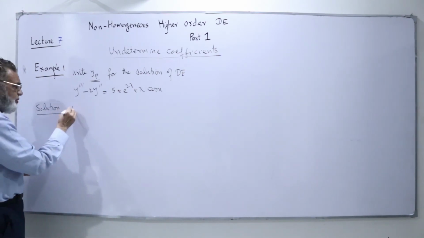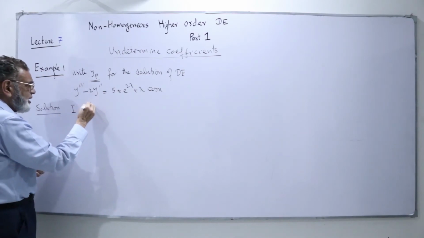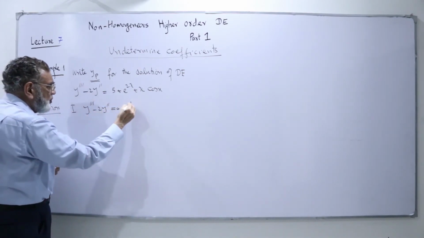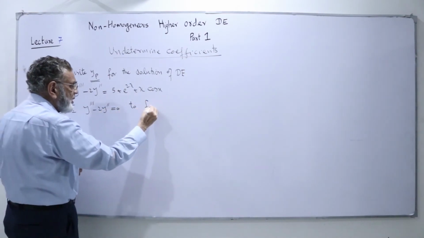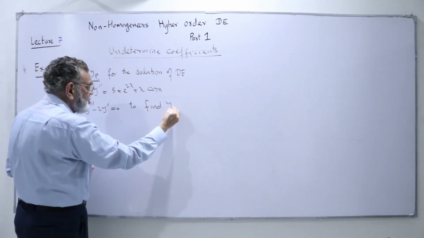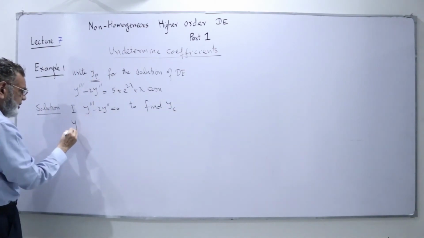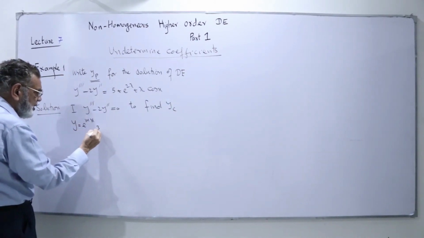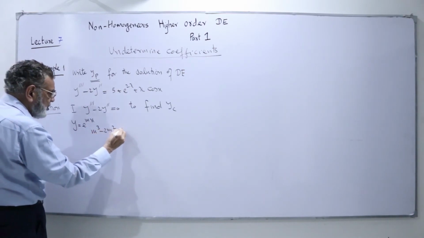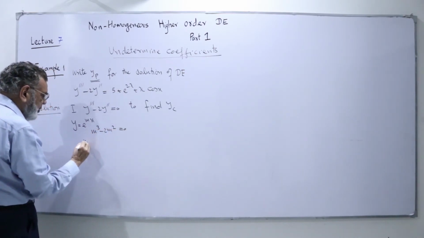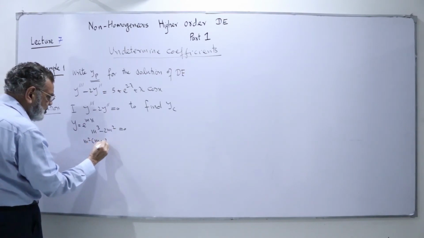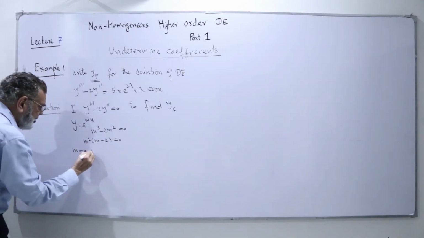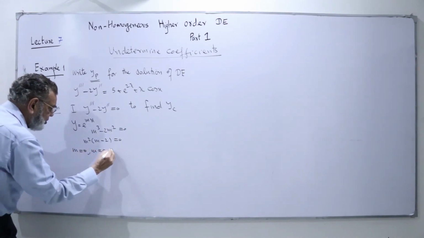Then in part 1, we take the differential equation y triple dash minus 2y double dash is equal to 0 to find yc, the homogeneous part of the solution. So we put y equal to e to power mx, and we get the characteristic equation m cube minus 2m square equal to 0. We take m square common, we get m minus 2 equal to 0. Our roots are m equal to 0, m equal to 0, and m equal to 2.